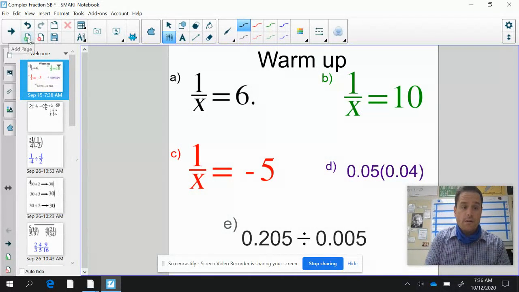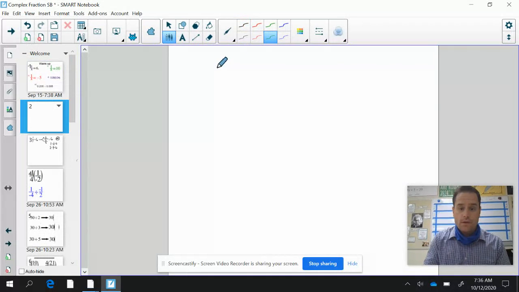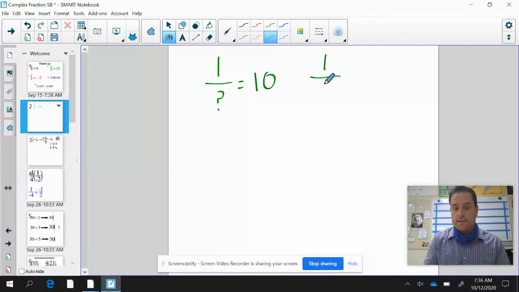So 1 divided by what gives you 10? What number goes into 1 exactly 10 times? And it's going to be a very similar type of thing. You're going to notice a pattern here that 1/10 goes into 1 exactly 10 times. And that's going to be 1/10.